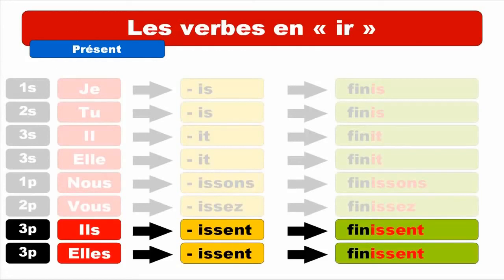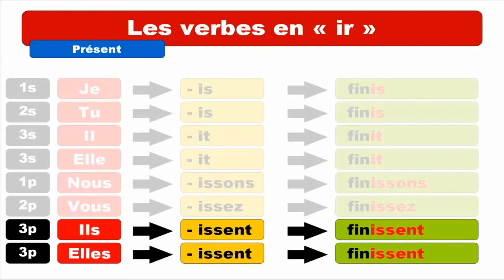And last but not least, for ils and elles, in the plural form, you get I-S-S-E-N-T. As usual for verbs, this E-N-T is not really pronounced. It only gives you the pronunciation of the S. So you will get ils finissent. Repeat. Ils finissent. And then elles finissent.